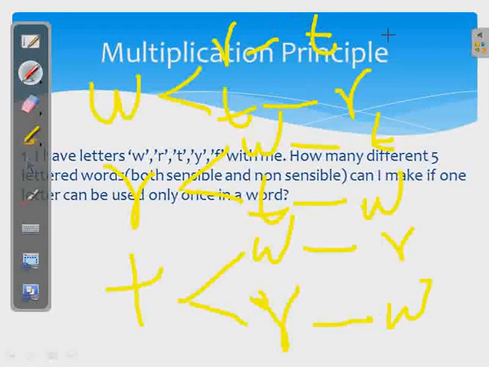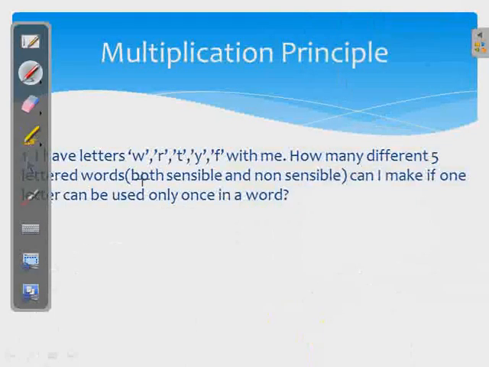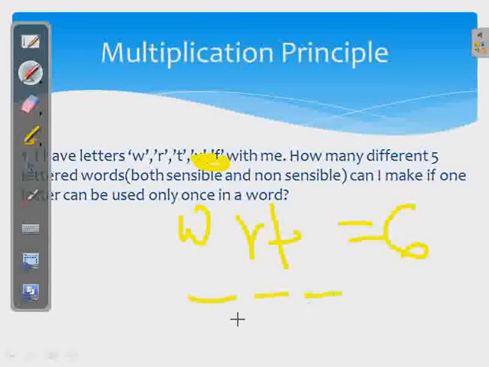So we can see we have 1 wedge, 2 wedge, our word can be WRT, WTR, RWT, RTW, TWR, TRW. So we have 6 words if we only have W, R and T with us. And by our principle as well, our question will be to fill these blanks.